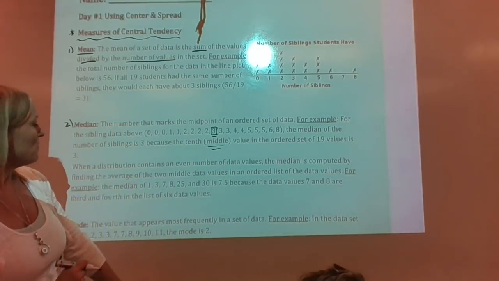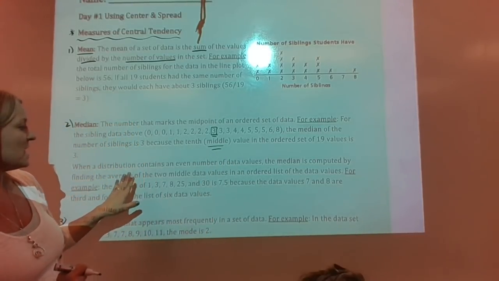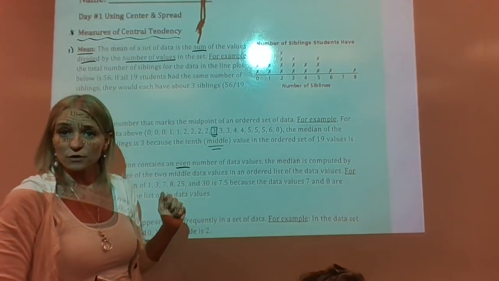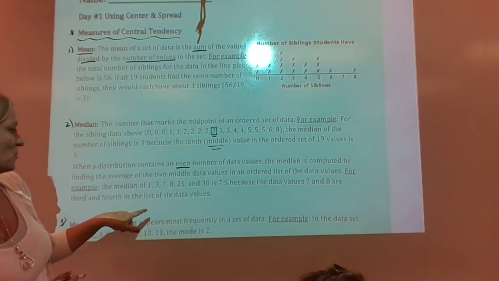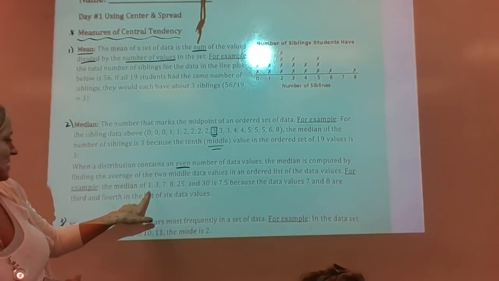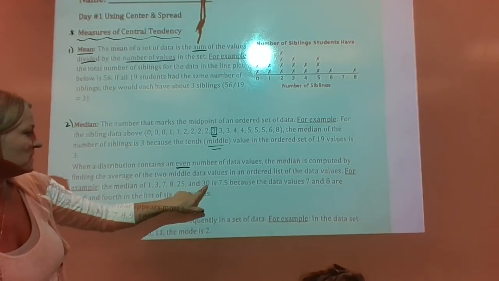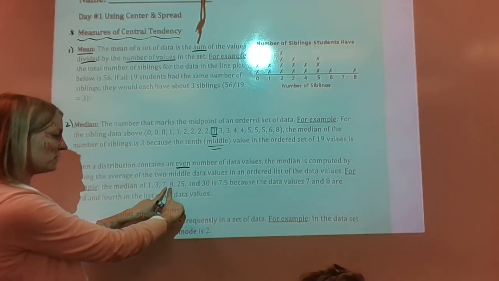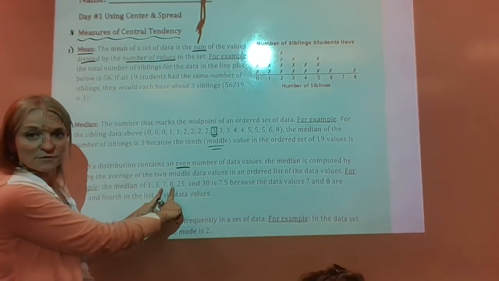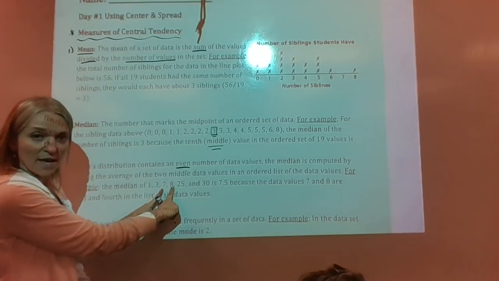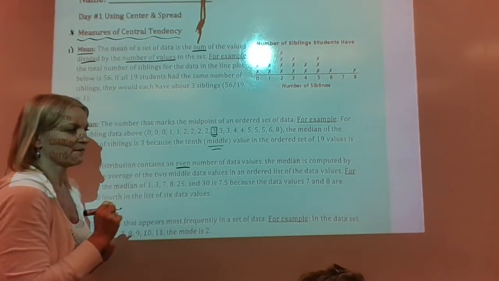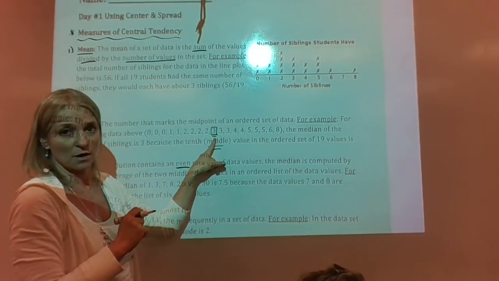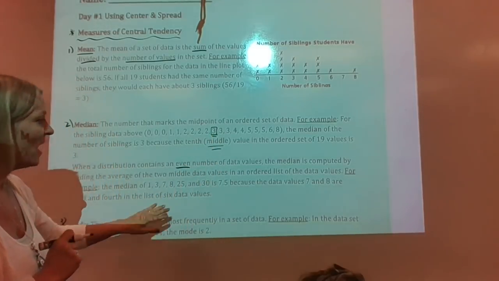If there happens to be an even amount of data points, then you take the average of the two middle numbers. For example, in this data set right here, there are 6 numbers, so the middle would be both of these. You take the average of 7 and 8, meaning you add 7 and 8 together and divide by 2, and 7.5 would be your median. So there's either one number in the middle or two that you have to average.